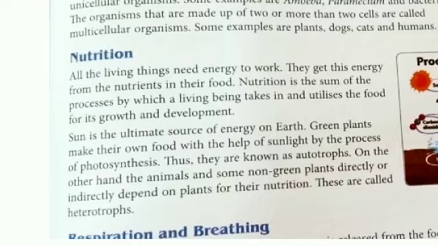On the other hand, the animals and some non-green plants directly or indirectly depend on plants for their nutrition. They are called heterotrophs. Hetero means different. Means they don't make food. They take food from the autotrophs, either directly or indirectly. All plants and animals except green plants, they take food from green plants.